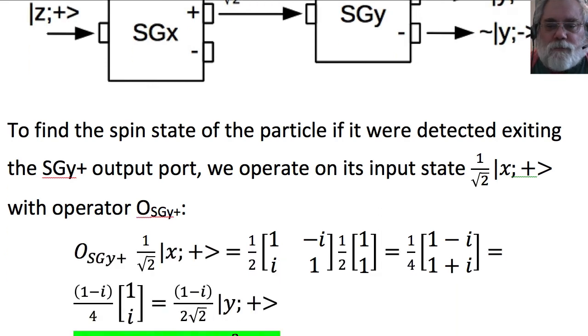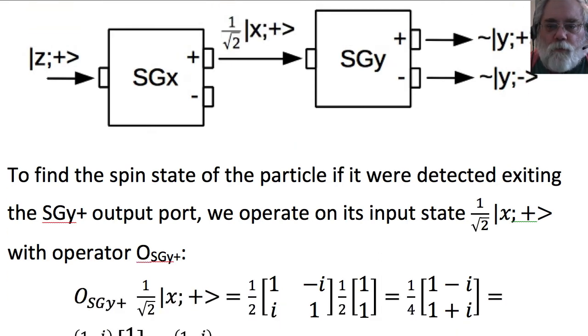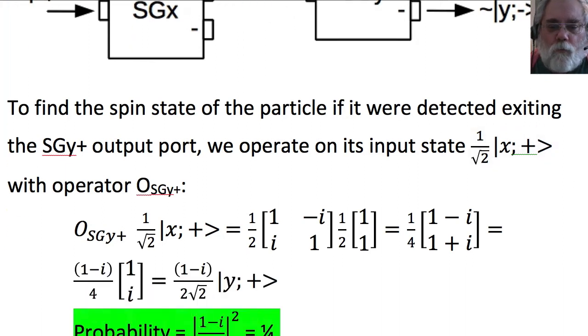Our procedure is the same. We know the input port. Now here the input, it's the input state to the SGY machine, 1 over square root of 2 X plus, which we know in column vector form is the same as 1/2 times (1, 1). We know the operator for SGY plus. You just have to go back and verify that this is it. Matrix times column vector, you can multiply that out.